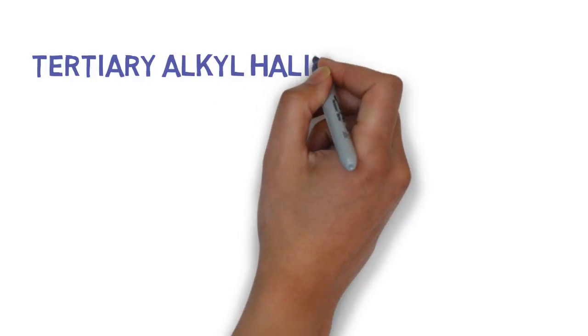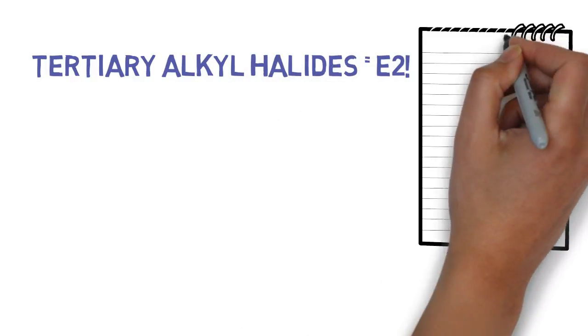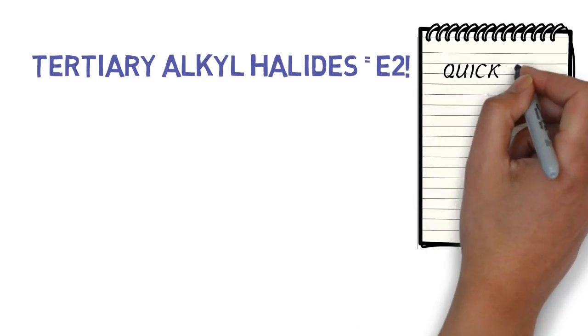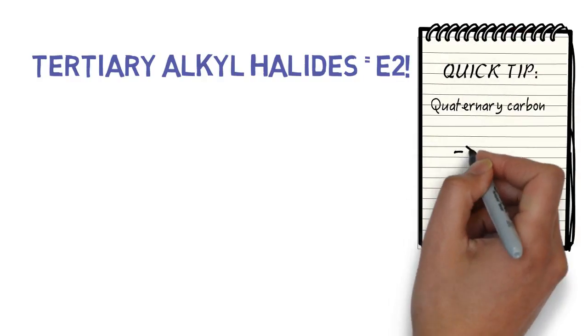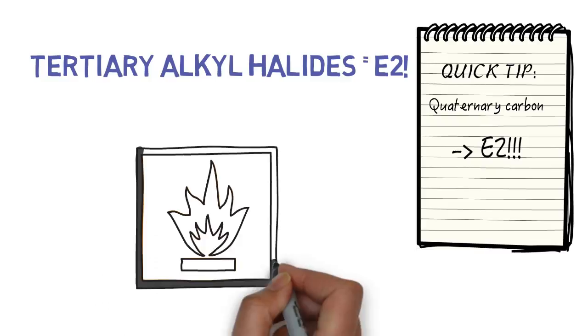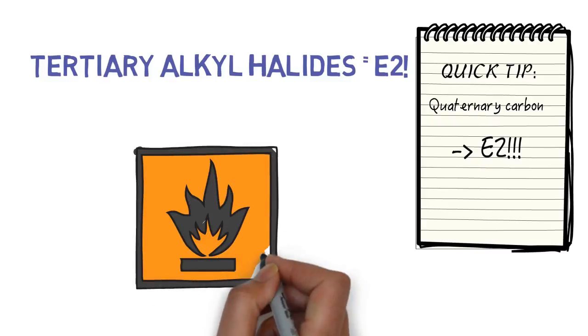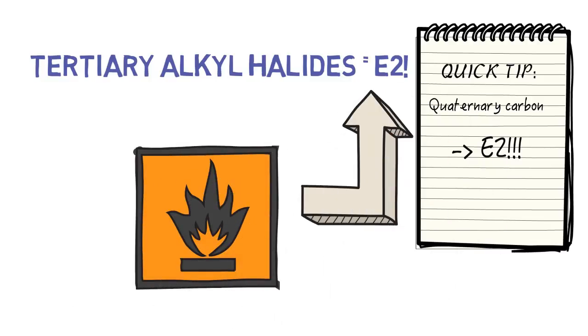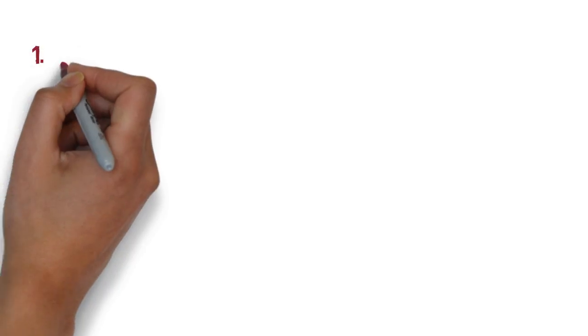In fact, for tertiary hydrocarbons, it's almost certain that E2 is preferred. Quick tip: if you see a quaternary carbon anywhere in the molecule, in the hydrocarbon or in the base, E2 is most likely the reaction that's going to occur. Also, if there's heat in the equation, it's more likely E2. There's just a couple of other things to keep in mind before we move on.